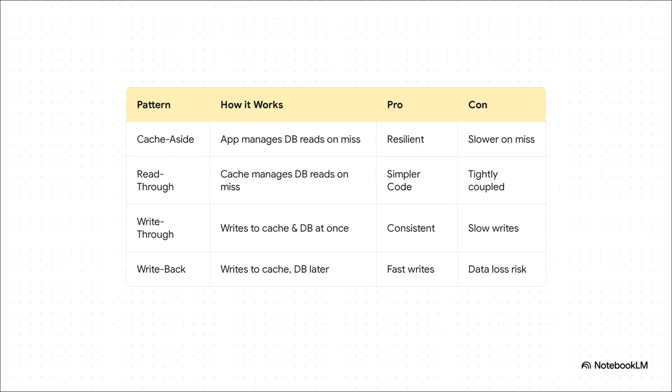Now compare that to read-through. This one is a bit fancier. Your app just talks to the cache, period. If the cache doesn't have the data, the cache itself is smart enough to go fetch it from the database. It makes your app code a lot cleaner.